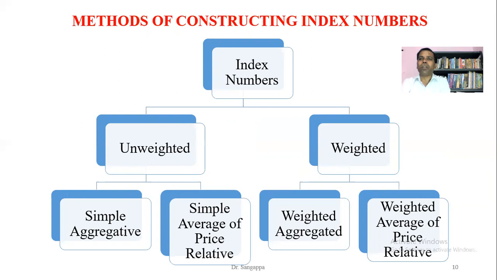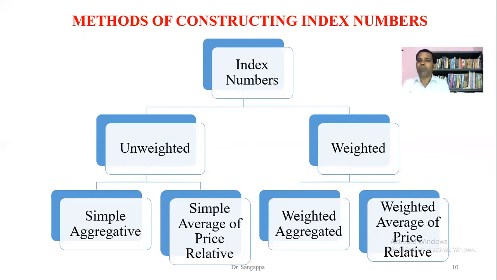Methods of constructing the index numbers. There are 2 methods for construction of the index number. Number one, unweighted method, and number two, weighted method. In the unweighted method, we can classify 2 methods. One is the simple aggregative method. Number two, simple average of price relative.